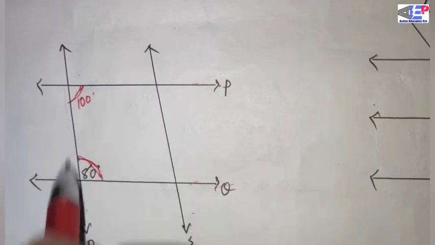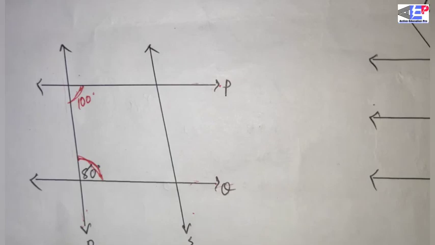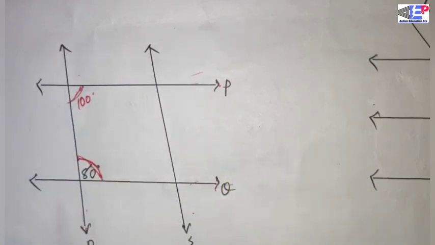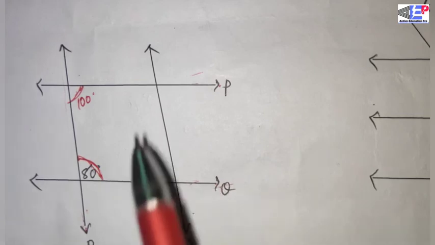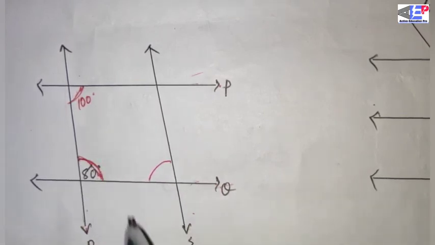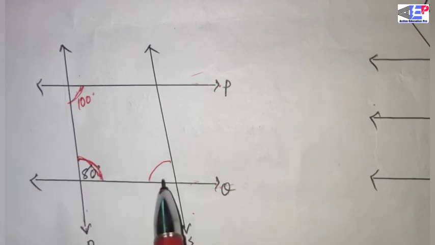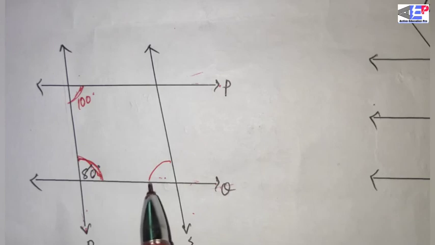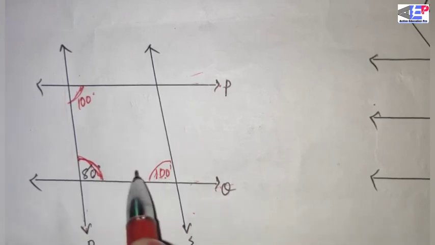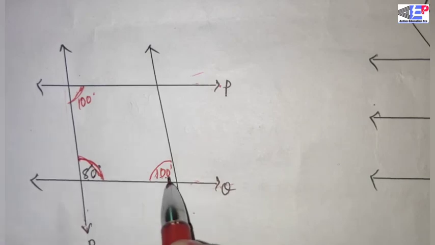Here now R is parallel to S. First we solved P parallel to Q with R as a transversal. Now we apply the rule for the second pair of lines, R parallel to S, where Q is a transversal. So here this angle and this angle make 180 degrees, because these are same side interior angles. So this will be 100 degrees because 180 minus 80 is 100 degrees.